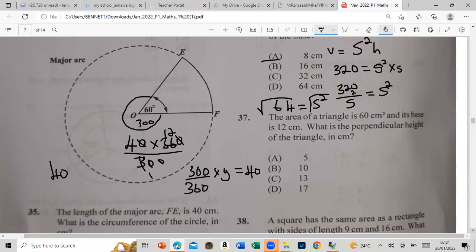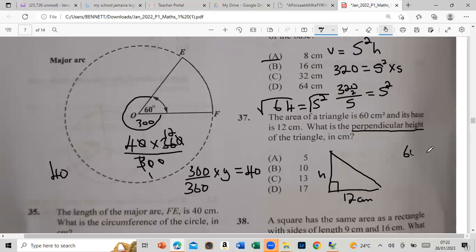Alright, so let us look at it. The area. It's a perpendicular height, so we know that it's a right angle triangle. So it has a base of 12. We don't know what the height is, but we know that the area is 60.